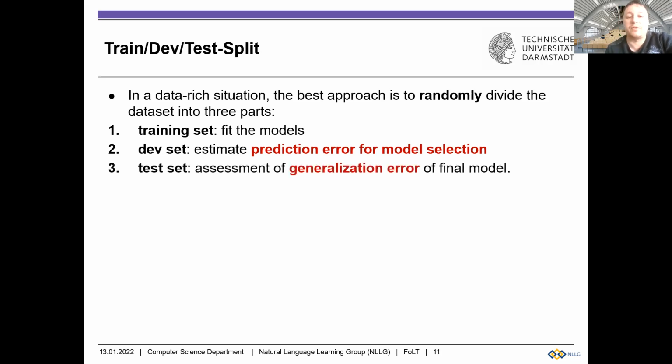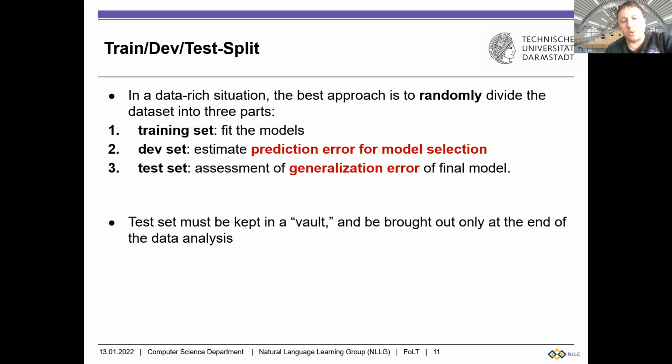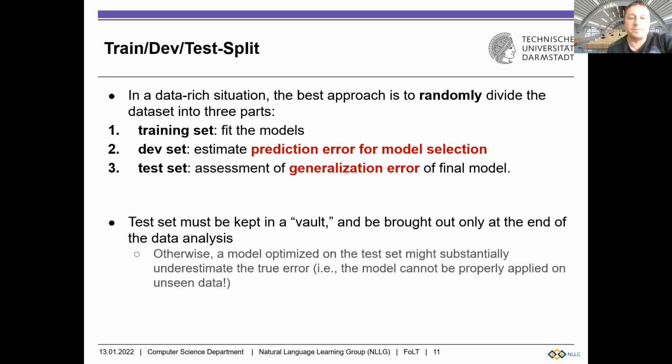And then finally, we have the third part, which is the test set, where we estimate the generalization error of our model. What is important is that the test set must be kept secret. You can only use it for assessing the generalization performance. You cannot use it for any hyperparameter tuning or any model selection. Because if we optimized our model on the test set, then we would substantially underestimate the true error.